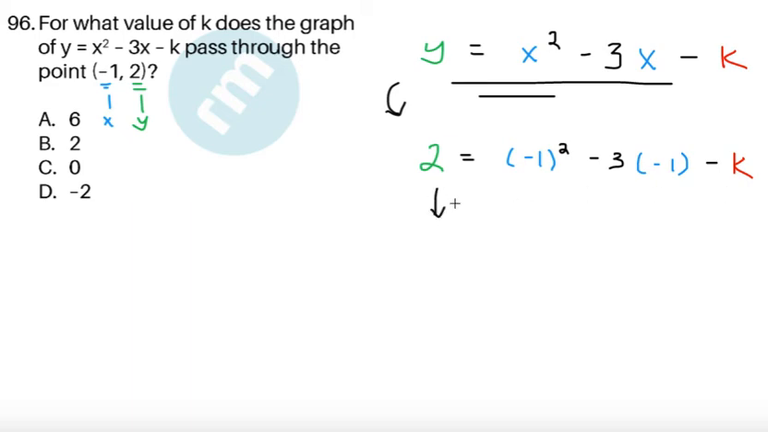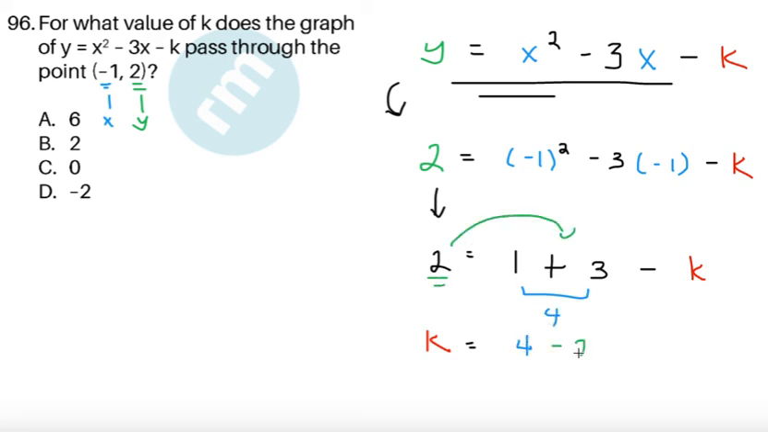Now the 2 here stays a 2. Negative 1 squared becomes a 1. Negative 3 times negative 1 becomes a plus 3. Then we solve for k. Let's move k to the other side so it becomes positive. And then 1 plus 3 gives 4. And this 2, let's put it on the other side. So 4 minus 2, we get that k is equal to 2. And this corresponds to choice B.